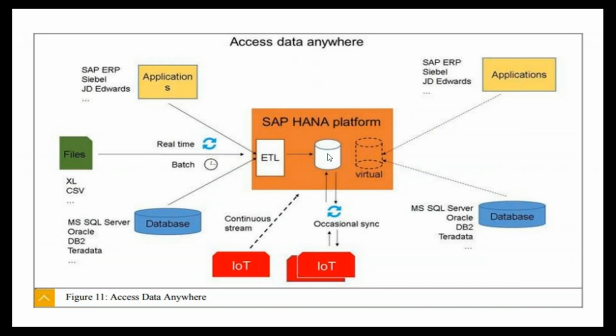So access data anywhere. Now you can access the data from the HANA database from any applications, any database, and you can interact with the internet of things and control different systems from this. Continuous streaming can be done, occasional sync can be done. For databases, you can go for MS SQL or Teradata and access them. Files, you can get the data from files. You can load the data from a .csv file. You can load the data from any other ERPs also. So with this, we can get the data from anywhere and access it from anywhere. This is the HANA database platform.